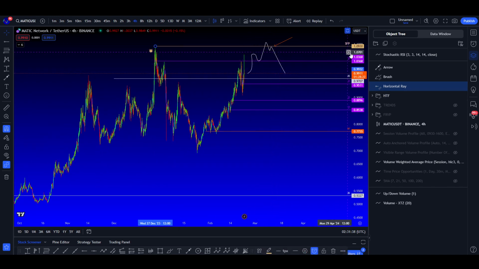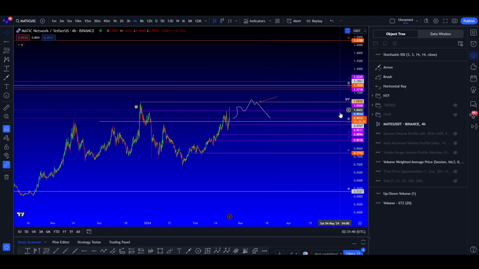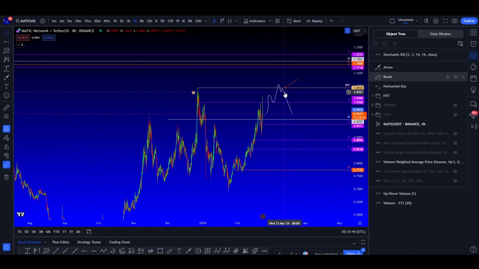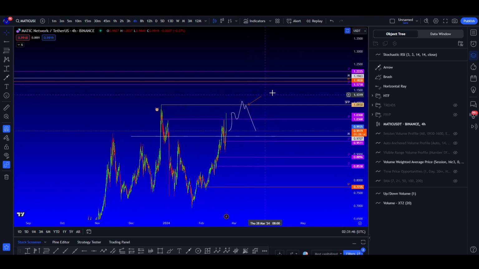So if we do tap that level, we'll just see what the rest of the market is looking like. And by the rest of the market, I say ETH and Bitcoin. Now, seeing that we have this major confluence level right above us, right?